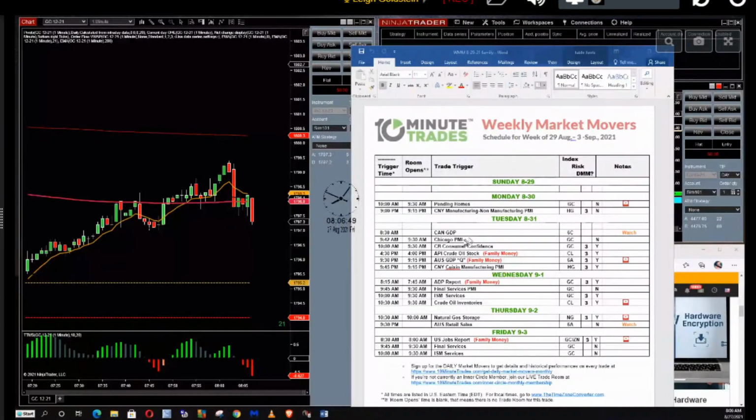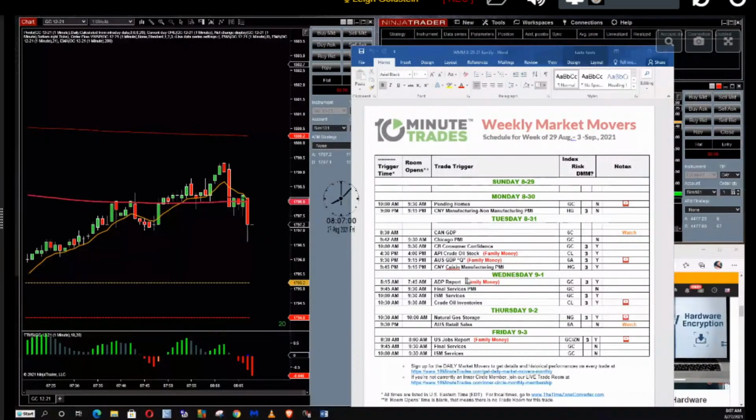We do have Chicago PMI on Tuesday, CB Consumer Confidence on Tuesday. We have API, family money, and Australia quarterly GDP, family money. ADP on Wednesday has been a family money. Now, unfortunately, it's been trading smaller and smaller as the months go by. It did have one very good recent report. So I am looking for another index, possibly on ADP. And I have a good idea. I'll test it over the weekend.